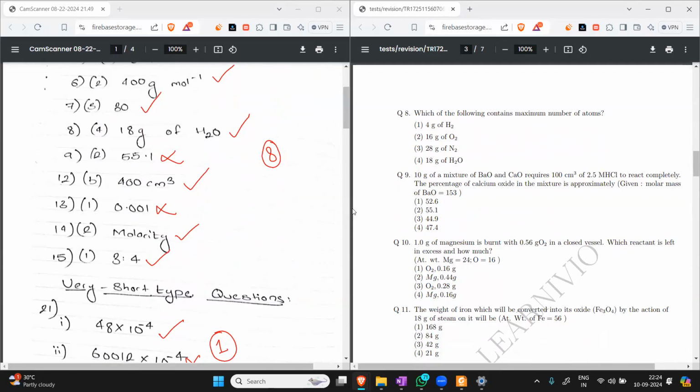नहीं आप जरा बात करके उनको मैसेज करो थोड़ा व्हाट्सएप पे। तो here we have barium oxide and calcium oxide.